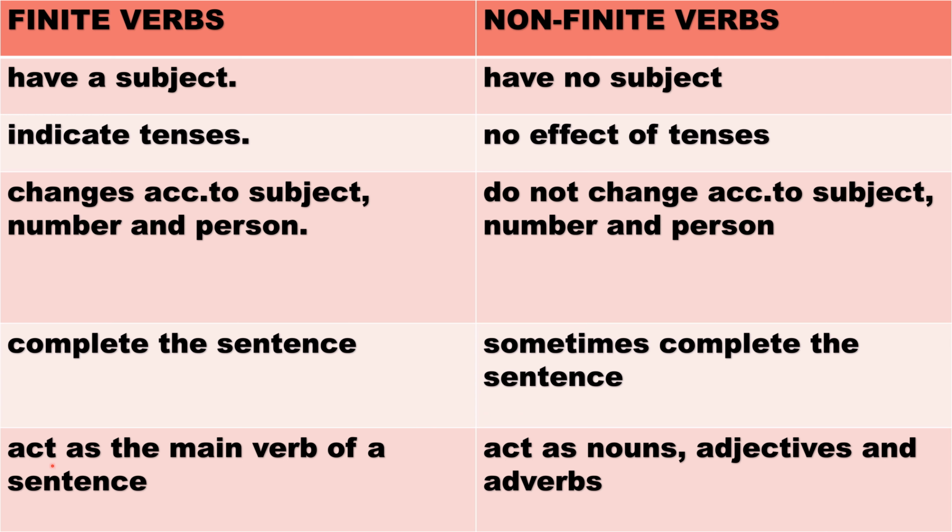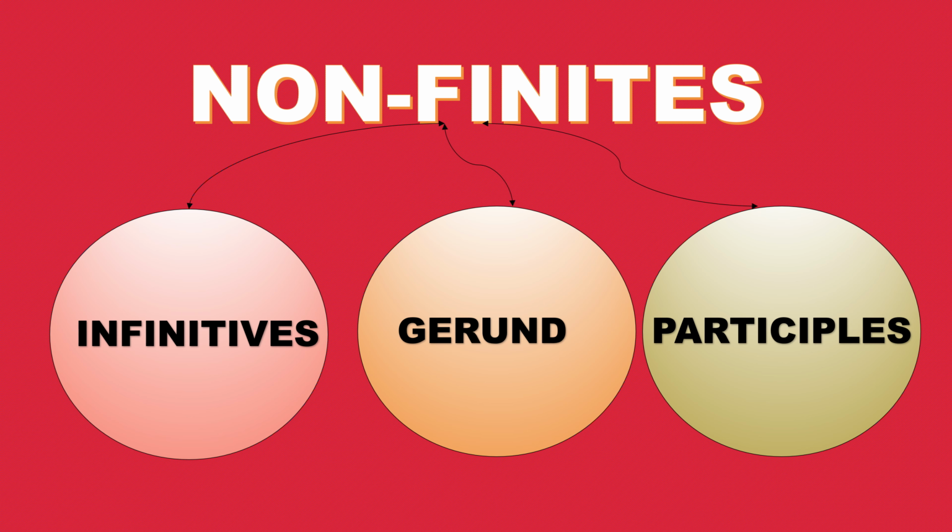Finite verbs act as the main verb of a sentence. Non-finite verbs act as nouns, adjectives and adverbs. So finite verbs are the main verb, whereas non-finite verbs work as nouns, adjectives and adverbs. Non-finites are of three kinds: infinitives, gerund and participles.